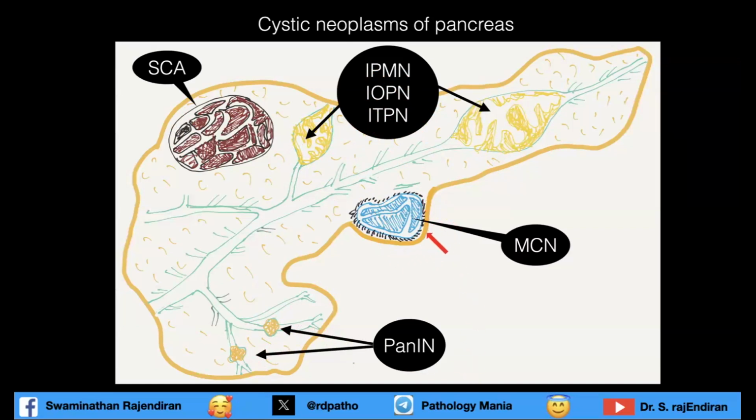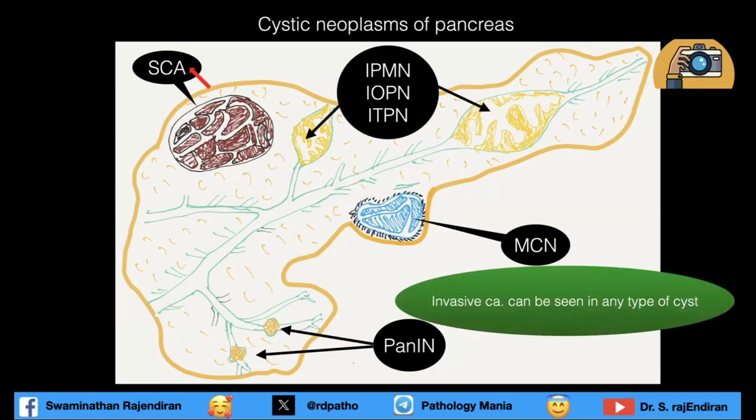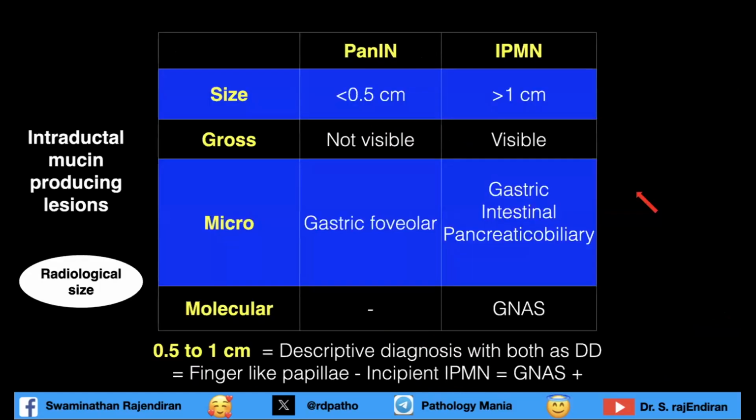For cystic lesions that are not connected with the ductal system, if it is mucin secreting with ovarian stroma, it is mucinous cystic neoplasm. If it has a sieve-like pattern, then it is serous cystadenoma. And you have to remember, invasive carcinoma can be seen in any of the cysts. For example, MCN can be associated with invasive carcinoma, PanIN can be associated with invasive carcinoma, and IPMN can be associated with invasive carcinoma. We will see the examples down the presentation.